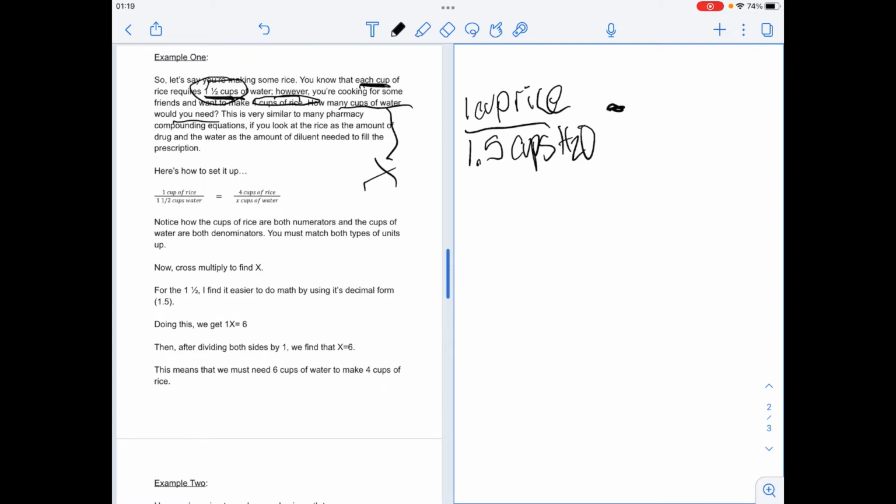I'm going to set that equal to what I'm trying to figure out. So this was my given. And what am I trying to figure out? I'm trying to figure out how much water. So we already know that's our x. So even if for some reason you can't find the other part of your given, you can put x and then you at least know what you're looking for. So the other part I have in what I'm trying to figure out is 4 cups of rice.